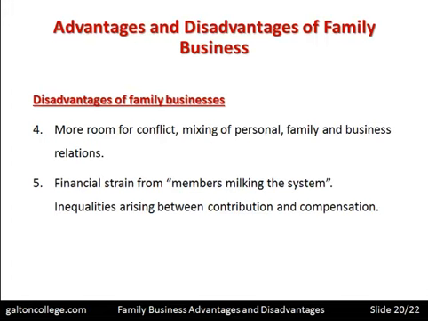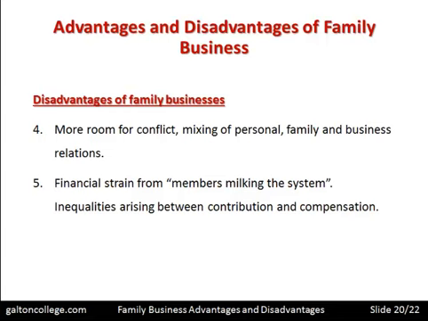Financial strain from members milking the system, inequalities arising between contribution and compensation. It's almost inevitable that there may be disputes within the family, that someone is not pulling his or her weight, someone is taking more out than they're putting in, someone is not trying as hard as they should. This type of dispute may arise, and it depends on how the family deal with these issues. How coherent is the family itself? Can they deal with the issues? Can they resolve the issues?